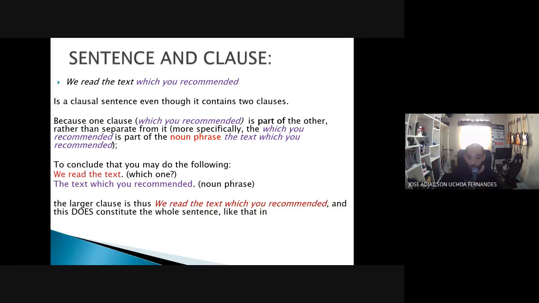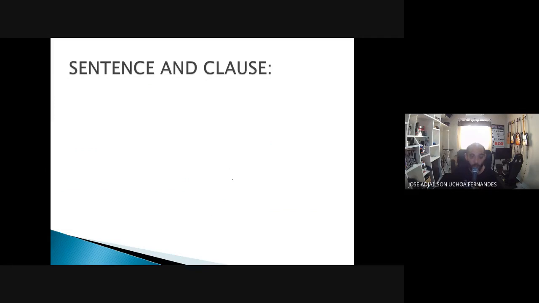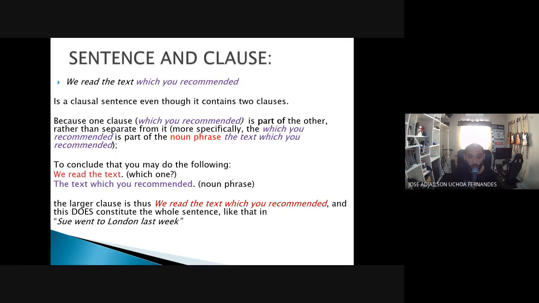So the larger clause is we read the text which you recommended. And this does not constitute the whole sentence, like in Sue went to London last week. Okay. Sue went to London last week is a whole sentence. If I say we read the text, something is missing. There's a natural question behind it. Which text are you talking about? So I need this second piece of information. Here, I have a complete piece of information.